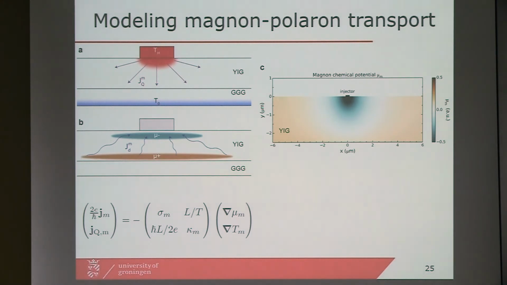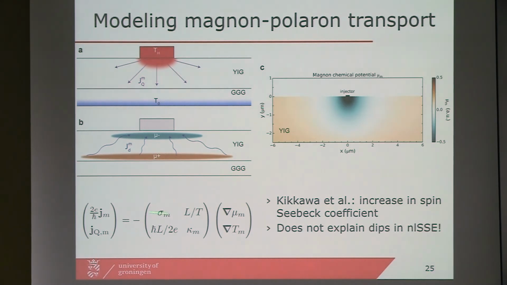And now we wanted to understand what's going on based on our model again. The explanation that was originally given by Kikkawa et al. was that you get an increase in your spin-Seebeck coefficient, so that would be your L here in this case. However, if you increase L, you're just increasing the efficiency of converting a thermal gradient into a magnon spin current. So you're basically just increasing all magnon generation, and this would not give you a dip at large distances. So this is not enough to explain our observations.